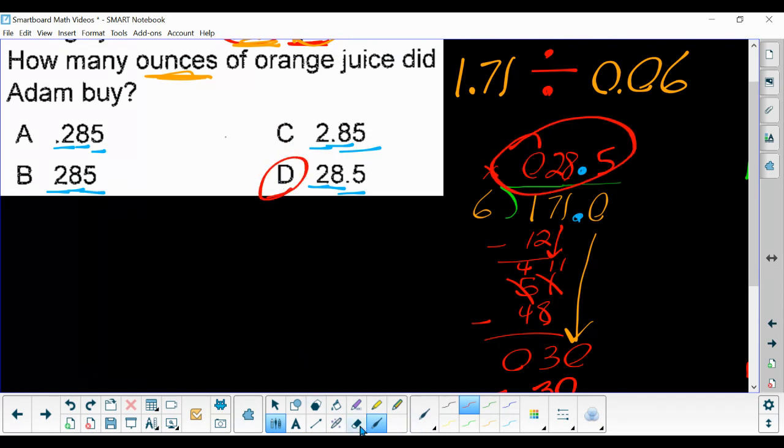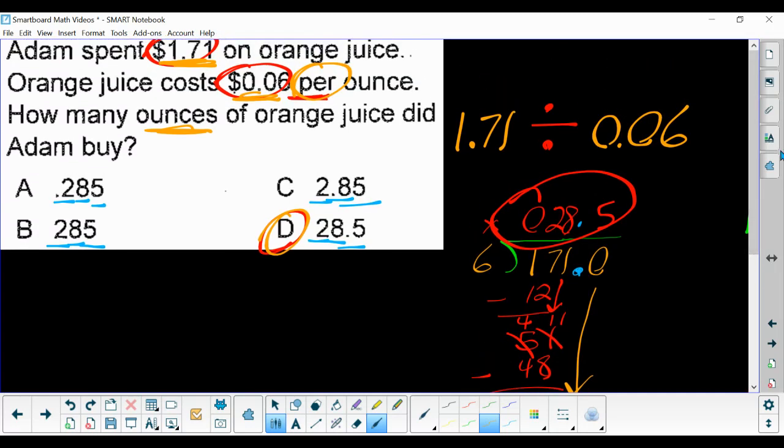Now, had I forgotten to put the decimal above the beginning, let's say I forgot to do that, I might make the mistake and choose B as my answer, because that's what I have right here. But luckily, I remembered to shoot your decimal straight up. This is my real answer, D. So always be careful with that decimal.